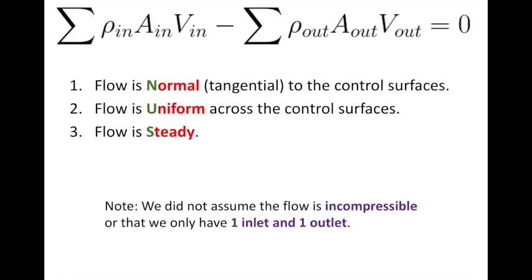But we're not assuming incompressible flow, right? We have held on to our density terms here, so we can have a different density on the outflow versus on the inflow. So we're not assuming incompressible flow or constant density through the system. And we're still summing up our inlets and summing up our outlets. So we can have more than one inlet, more than one outlet, whatever we want. So we are not assuming one inlet and one outlet. So we are assuming normal flow, uniform flow, and steady flow.